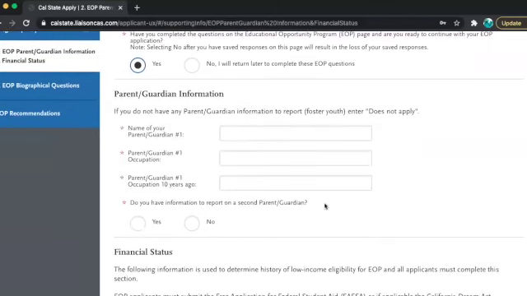So yes, parent guardian information. You'll write the name of parent number 1 here. So whether it's dad or mom, you'll write dad's name or mom's name here. What do they do? Well, maybe my dad works at a grocery store. His occupation 10 years ago, he still worked at a grocery store. So I'm just going to put grocery store clerk again.